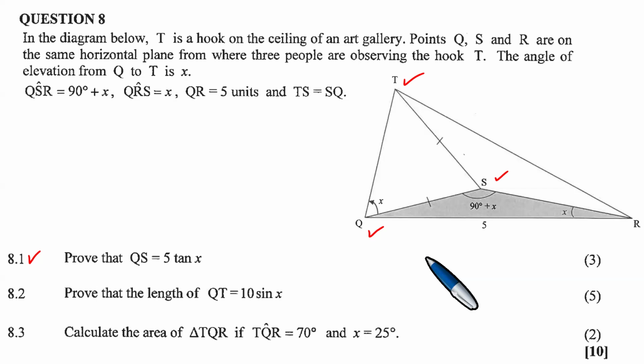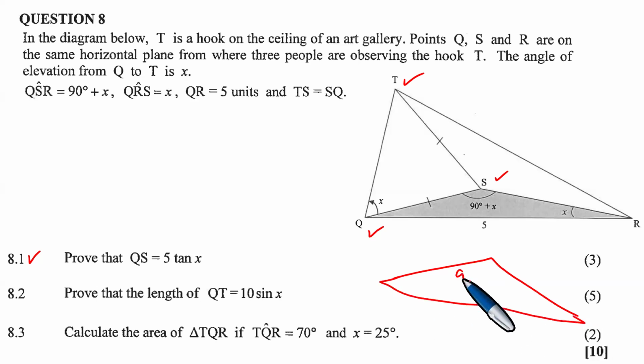If you can't see, talk to me, please. Yeah, I can't see it. You can't see. Okay. Right. You see the bottom triangle, the gray one, the shaded one is 90 degrees plus X. S, Q, R, X, like that. So this is the gray triangle that is X. And this angle is like 90 degrees plus X.